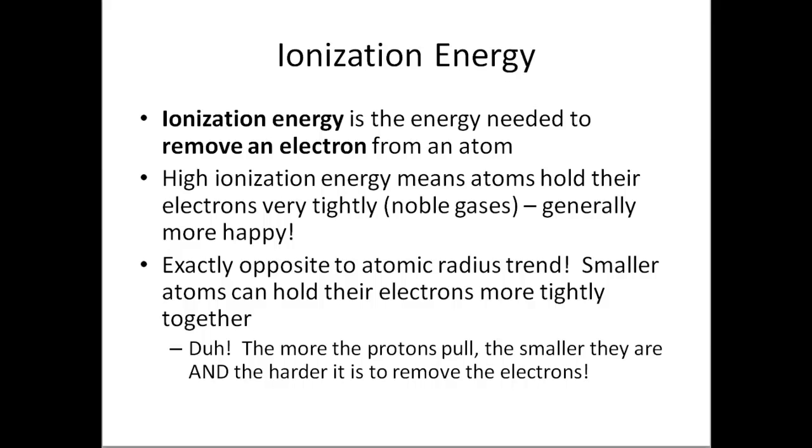But more about the definition, more ways to think about this. High ionization energy means that atoms hold their electrons very tightly. These are generally the noble gases. Atoms that are happy don't want to give up electrons, so they're going to hang on to them better. This trend is exactly the opposite of the atomic radius trend. Remember, the atomic radius trend increases down and decreases across. Well, this one's the exact opposite. It's going to decrease down and go across.